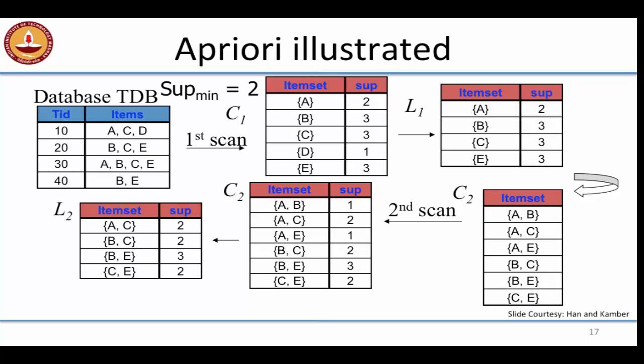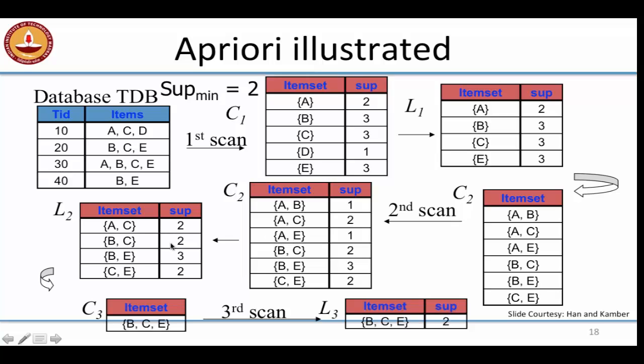And likewise, can we look at BCE? Can BCE be a candidate frequent item set? Yes, because BC is frequent, BE is frequent, CE is frequent. Right? And what about ABE? Again, that cannot be a candidate item set because AE is not a frequent item set. So essentially, we have only one candidate 3 item set, right?